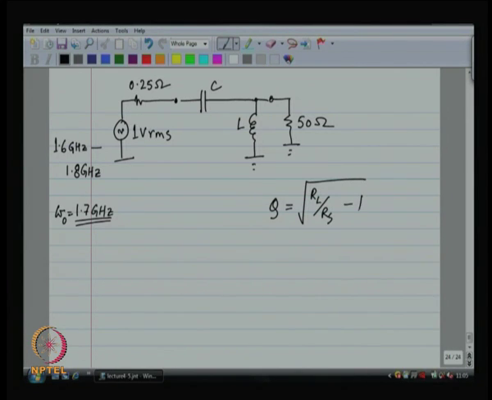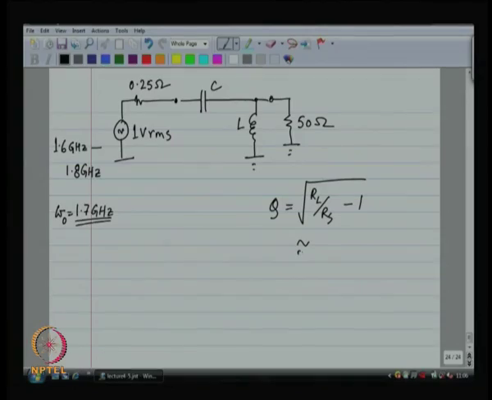Something like this. It can't be R s by R l, because R s is less than R l. So, that is about equal to R l is 50, R s is 0.25. So, R l by R s is about 200. So, square root of 200 is about 14.